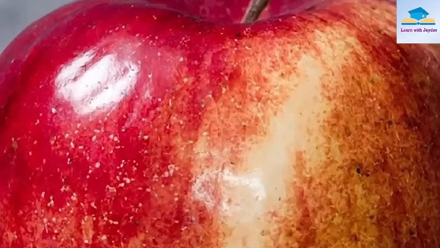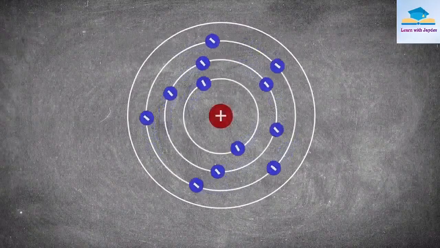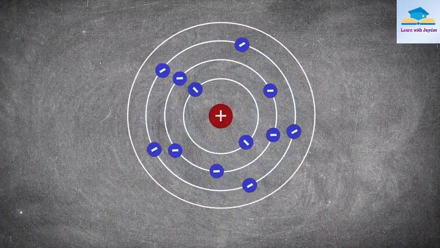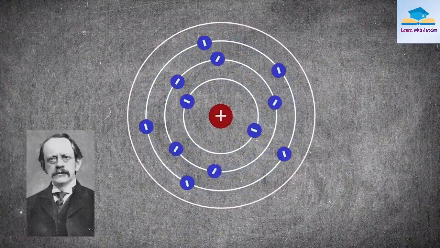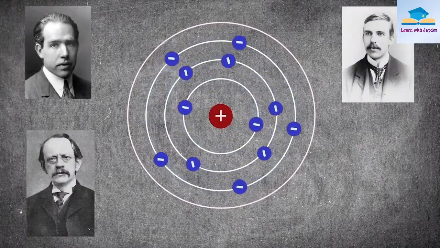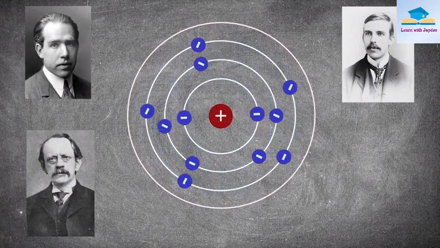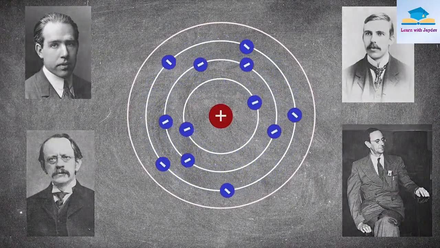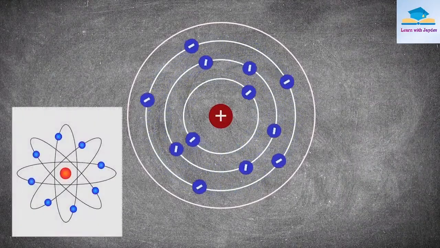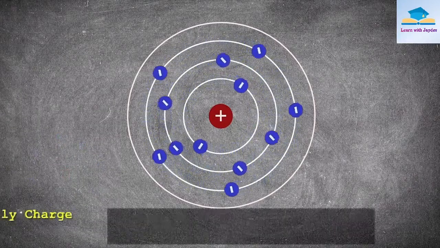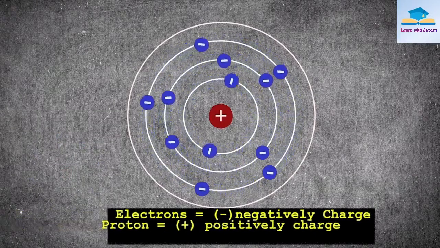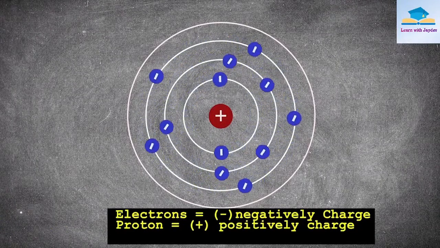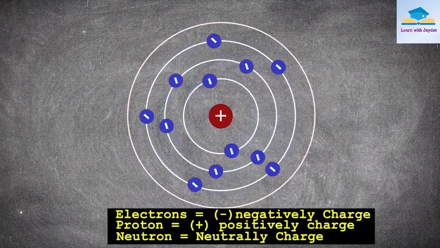We know that everything in this universe is made up of matter, and atoms and molecules are the building blocks of matter. After the subsequent discoveries of the atomic model by J.J. Thomson, Rutherford, and Niels Bohr, and the discovery of the neutron by Chadwick, now we know that atoms are made of negatively charged electrons, positively charged protons, and neutrally charged neutrons.